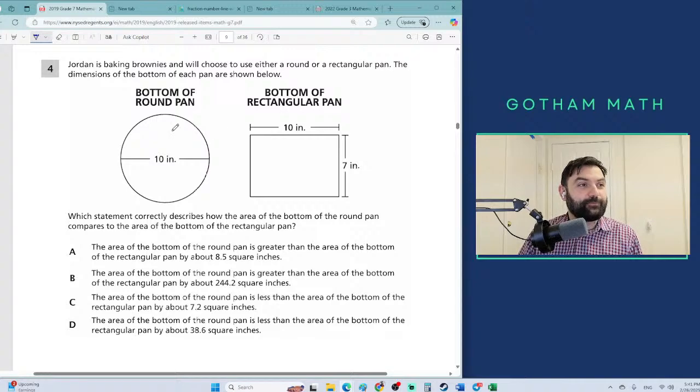So Jordan is baking brownies and will choose to use either a round or rectangular pan. The dimensions of the bottom of each pan are shown. So a circular pan and a rectangular pan. Which statement correctly describes how the area of the bottom of the round pan compares to the area of the bottom of the rectangular pan? So basically they just ask, what is the difference in areas? For that, you need to know how to find the area for both.